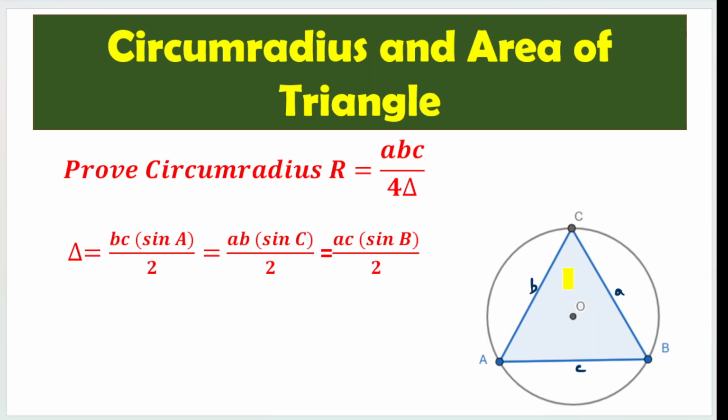Circumradius is equal to A into B into C, that is the lengths of the sides of the triangle, by 4 into the area of the triangle. Area of whatever the triangle is. We have to prove this important result. This result is very important.